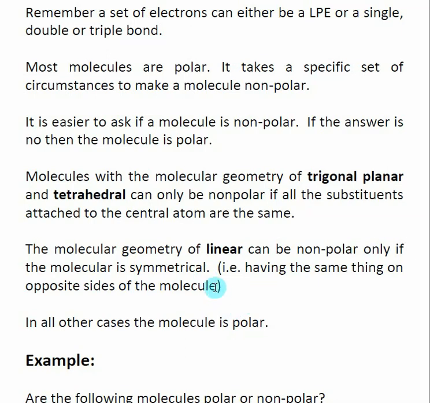So symmetry is a really important idea in chemistry. We need to be able to say, can we draw a line down the middle and do I have the same thing on the left as I do on the right? And that's really what we're talking about when we're saying the bond vectors are canceling each other out. There needs to be one thing on one side, one thing on another, pulling against each other equally. And that happens in a linear molecule only when the molecule's symmetrical. So once again, that's something that we want to look at. And these are the only set circumstances where a molecule can be nonpolar. Any other situation, any other molecular geometry, the molecule is polar.